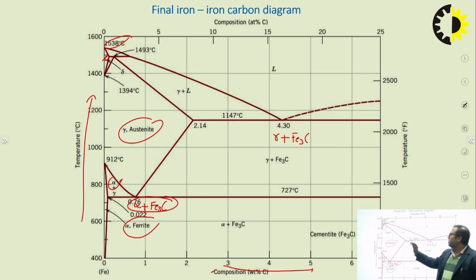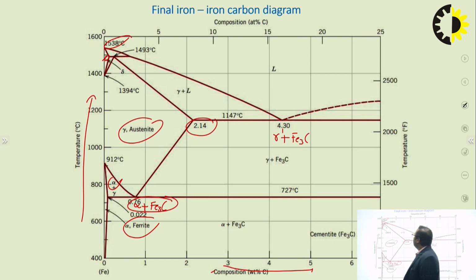So you can see the maximum solubility of carbon in iron at a temperature of around 1147 degrees. The maximum solubility of carbon in the alpha phase is 0.022, and the maximum solubility of carbon in the austenitic phase is 2.14 percent.